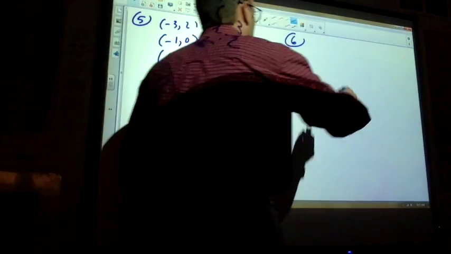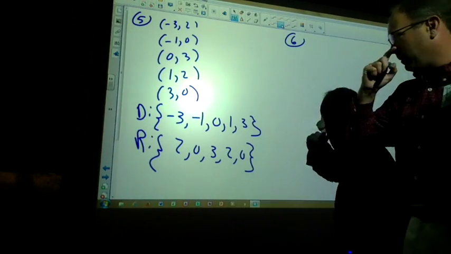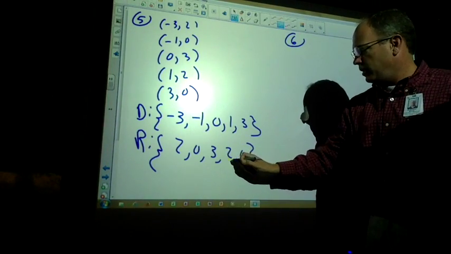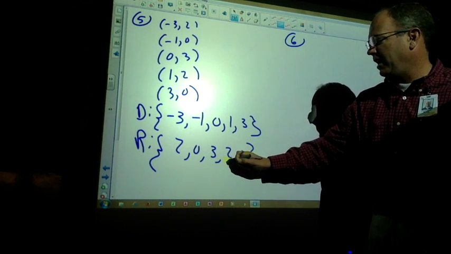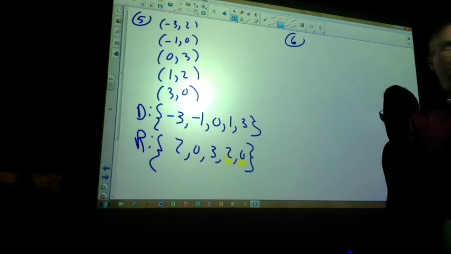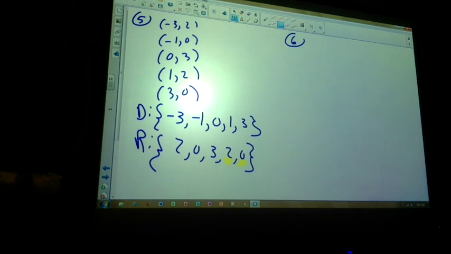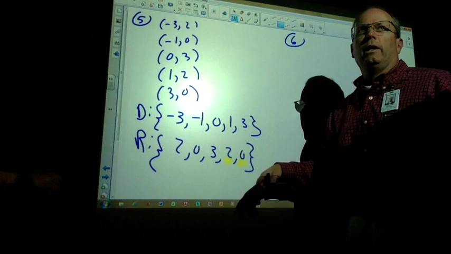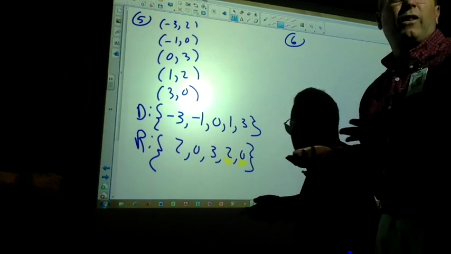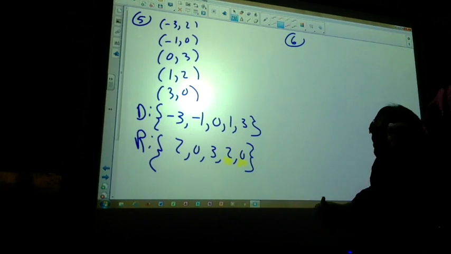Now, sometimes it's not necessary to list the same point multiple times. Okay? So this could be written 2, 0, and 3. You don't have to write the whole thing out. I personally feel it's okay to write the whole thing out.